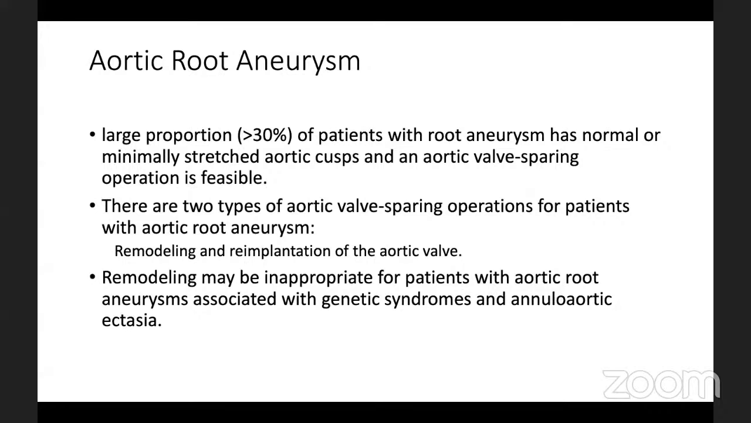For the aortic root aneurysm, a large proportion of the patients with root aneurysm have normal or minimally stretched aortic cusps, and aortic valve sparing operation is feasible. Two types of aortic valve sparing: remodeling and re-implantation. Remodeling may be inappropriate if the patient has aortic root aneurysm associated with a genetic syndrome and annuloaortic ectasia.